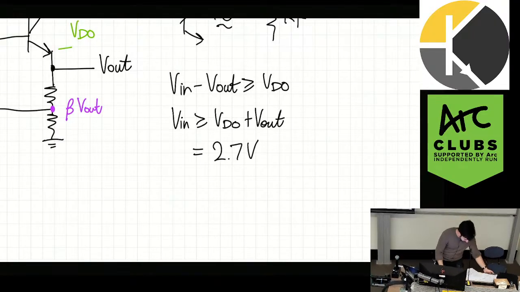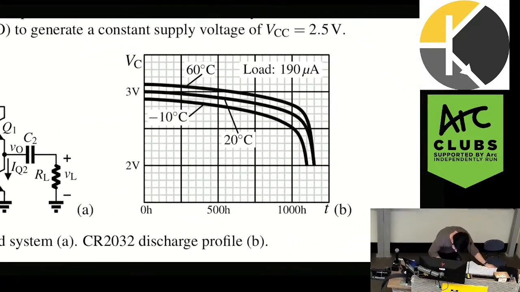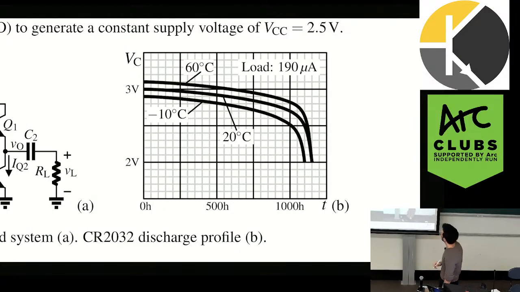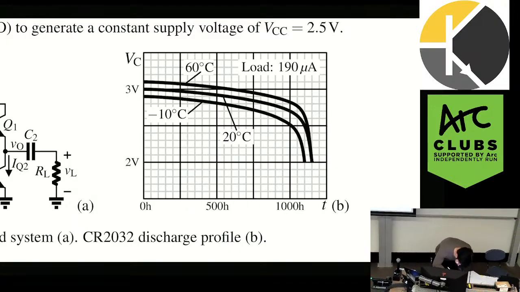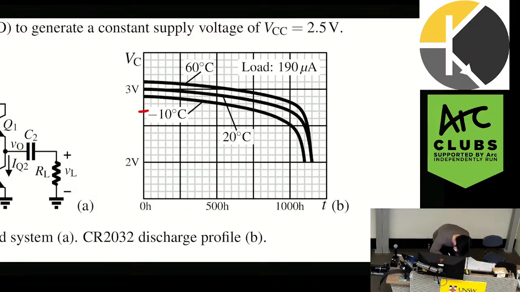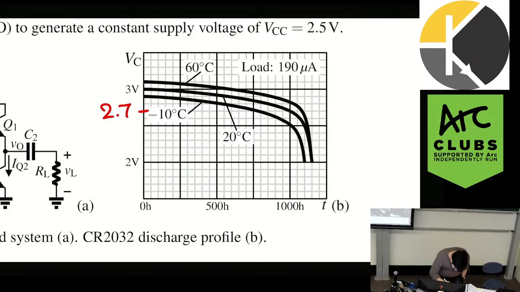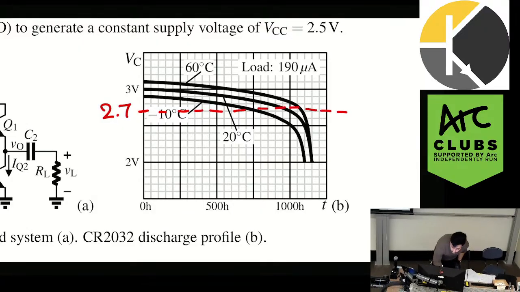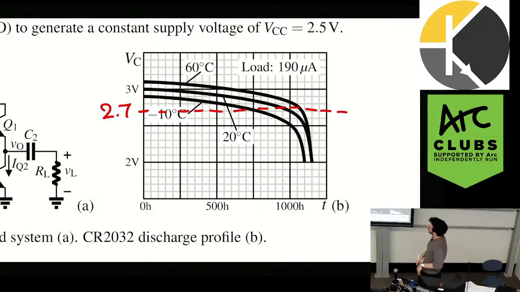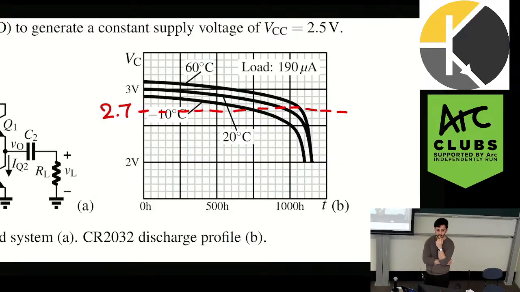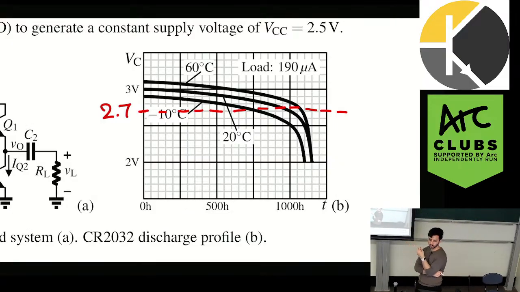So 2.7 volts. And then we go look at our discharge profile, and we want to look for the worst case discharge profile. We have a range of temperatures. We know it's going to discharge to 2.7, because the circuit's going to stop working at 2.7. So if I look across, that line is there. Which temperature graph would you pick? -10, yeah. And why would we pick -10? Because it's the worst case. It's the shortest that the battery actually lives for.